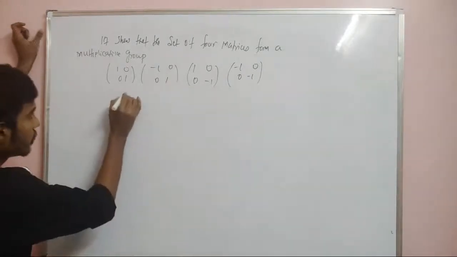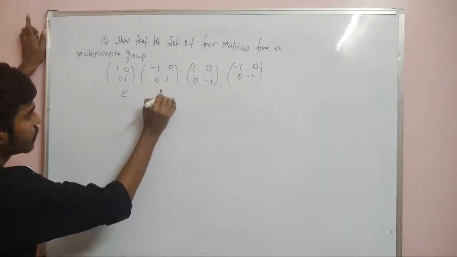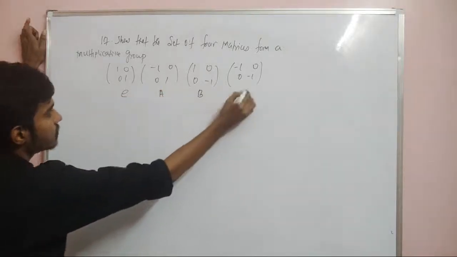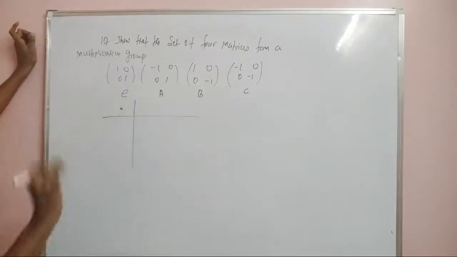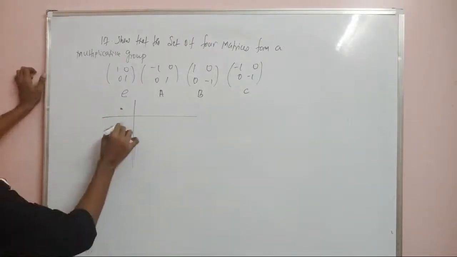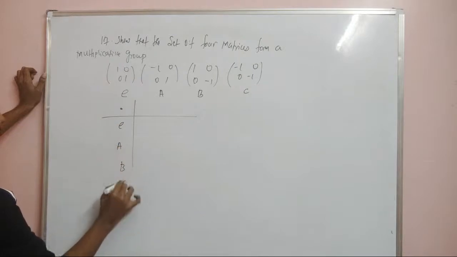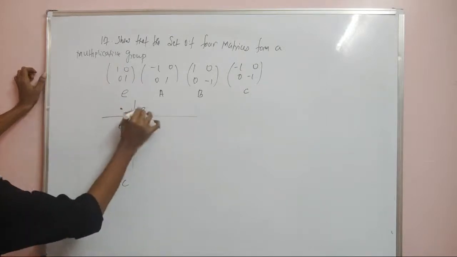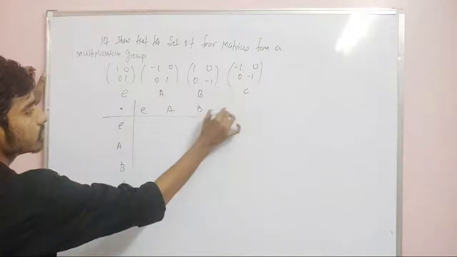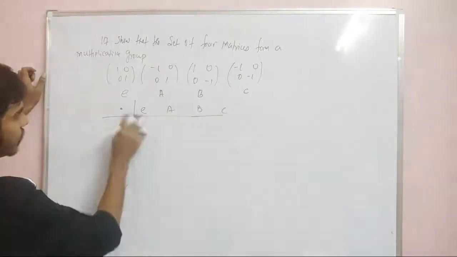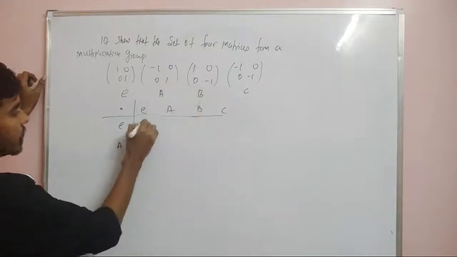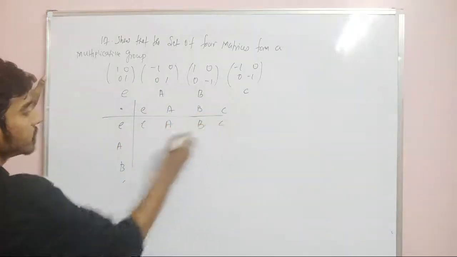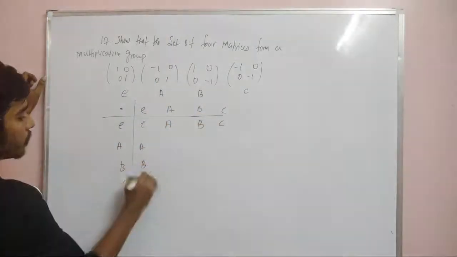So let us name these matrices E, A, B, C. Now we will find the Cayley's table. Here the operation is normal multiplication. So this will be E, A, B, C, and again E, A, B, C. E is the identity matrix, so when you multiply with any matrix, you get the same matrix again.